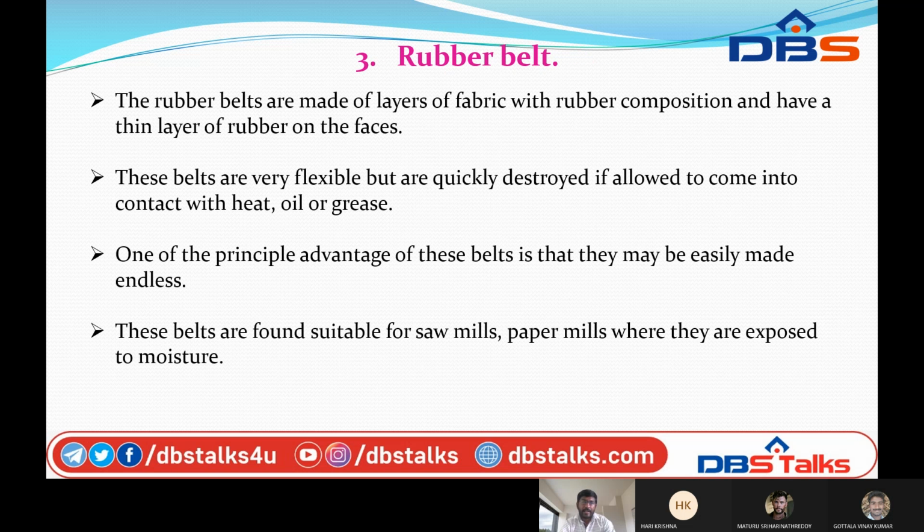The next material is rubber belt. The rubber belts are made of layers of fabric with rubber composition and have a thin layer of rubber on the faces. These belts are very flexible but are quickly destroyed if allowed to come into contact with heat, oil or grease. One of the principal advantages of these belts is that they may be easily made endless. These belts are found suitable for sawmills and paper mills, where they are exposed to moisture.